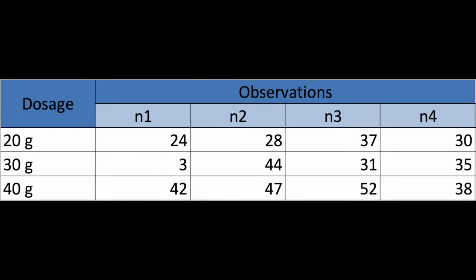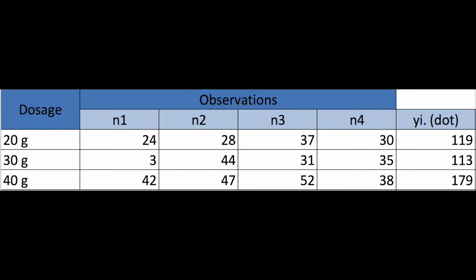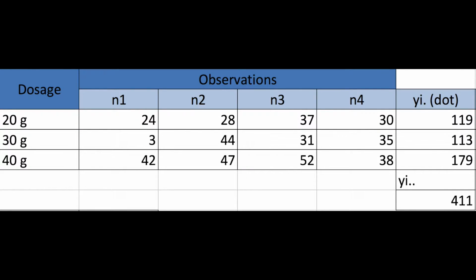Now, using Excel, we put all the data in a new table. Then the next step is to get yi dot. That means the sum of all the lines. For example, for 20 grams we sum 24, 28, 37, and 30, and the yi dot is 119. And this was done for the 3 of the lines. Then we get a new data, which is yi double dot. That is the sum of yi dot. That means the sum of 119, 113, and 179.